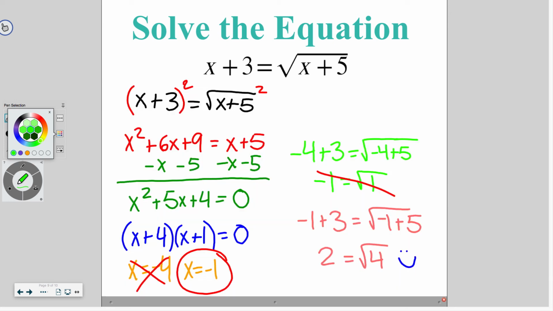Squaring both sides and then FOILing that out, you're going to get x squared plus 6x plus 9 is equal to x plus 5. Solving and rearranging, the factors that add up to 5 and equal 4 when multiplied are 1 and 4. Solving, we get negative 4 and negative 1. Plugging those in on the right side to check for our extraneous solutions, we find that negative 1 is our actual solution.